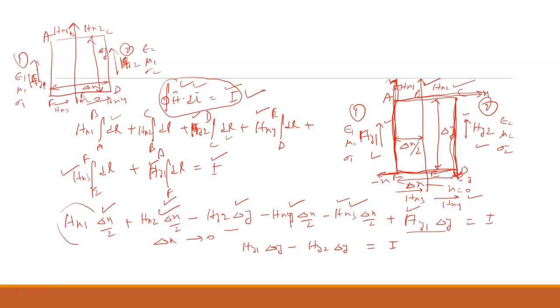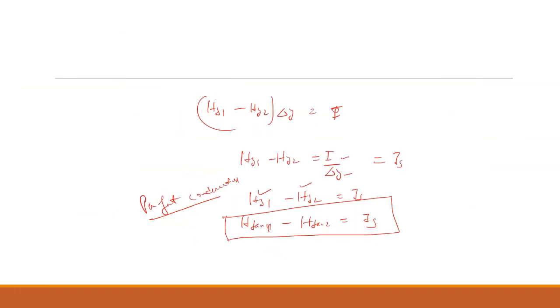Now if delta x tends to 0, all delta x terms will become 0. We are left with Hy1 delta y minus Hy2 delta y equals I. Taking delta y common, Hy1 minus Hy2 equals I divided by delta y. Now current per unit length is known as current density Js. So Hy1 minus Hy2 equals Js.